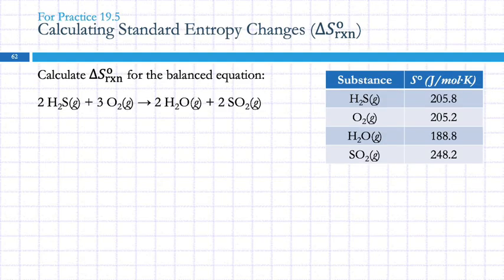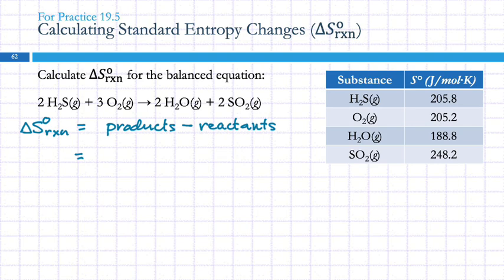So let's calculate delta S for this reaction. We have H2S plus 3O2, and it's forming 2H2O and 2SO2. And here are the molar entropies. So delta S for this reaction is going to be products minus reactants. The entropy of the products minus the entropy of the reactants.